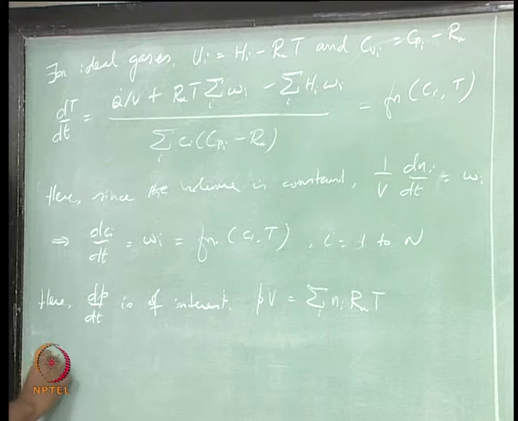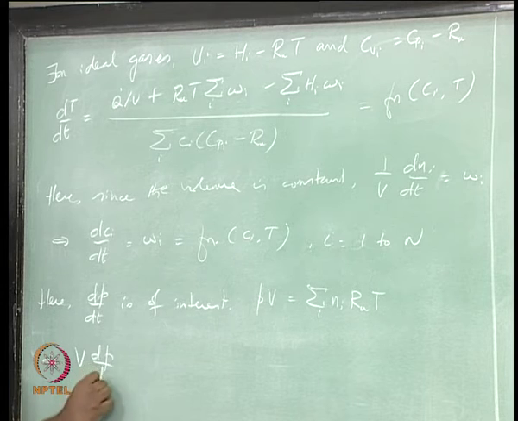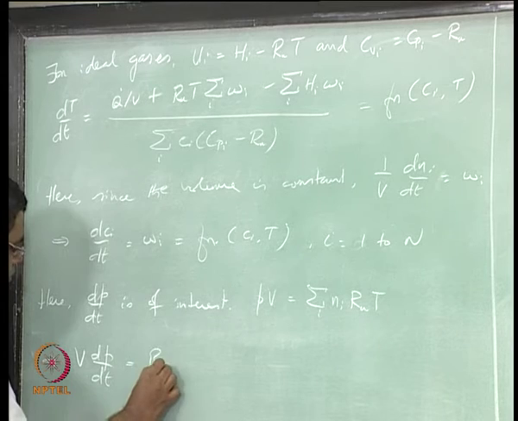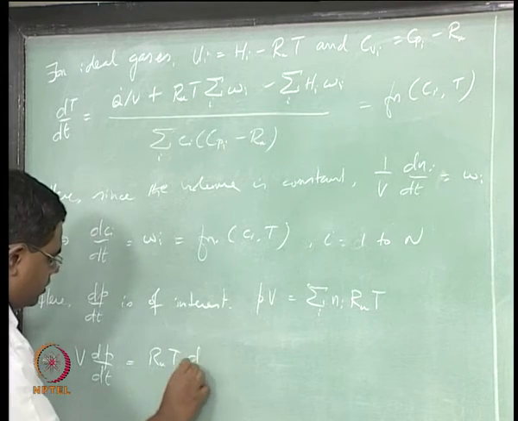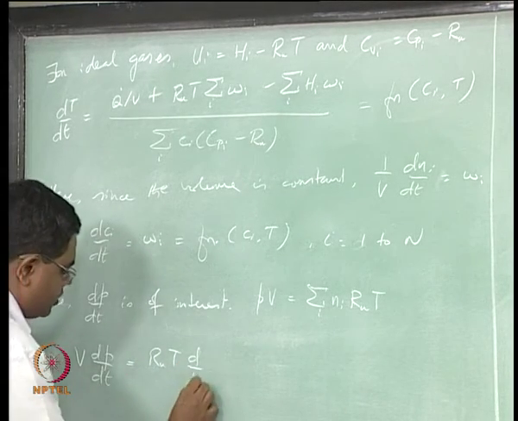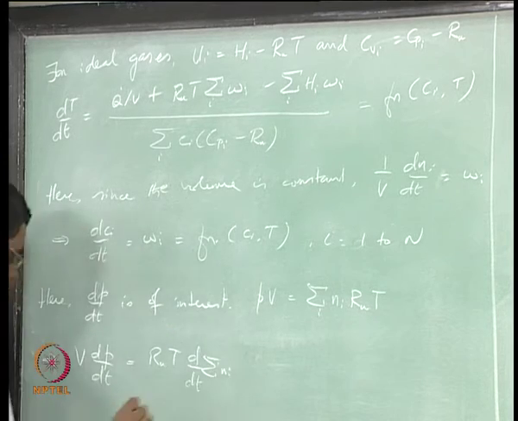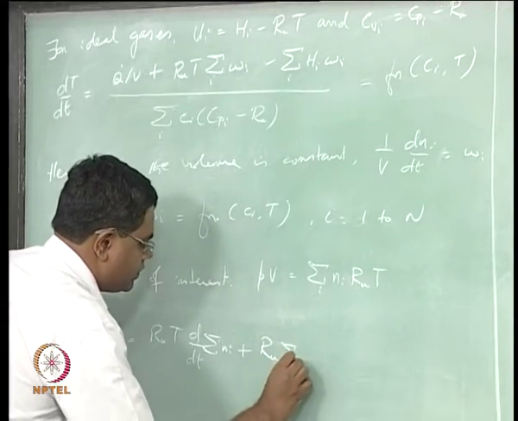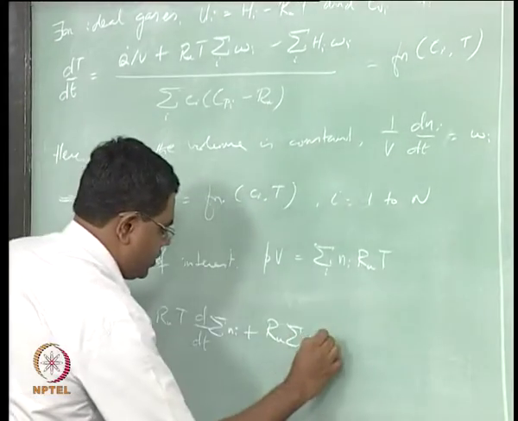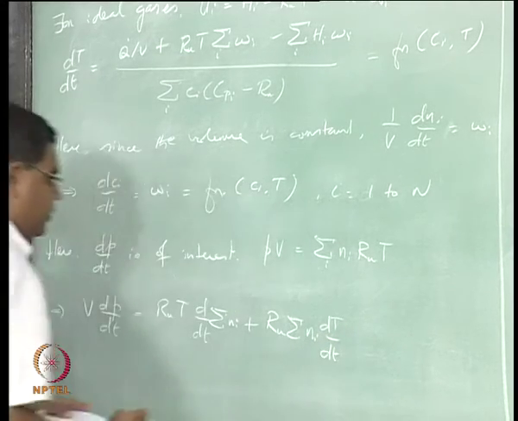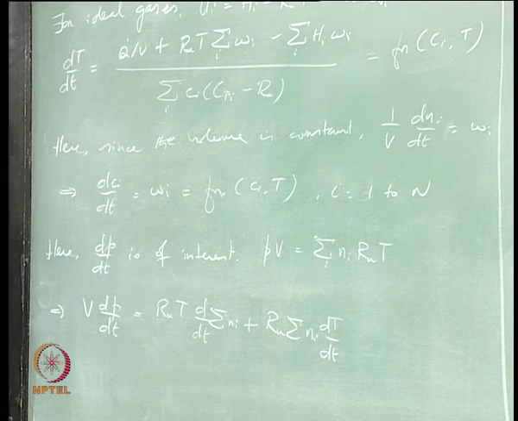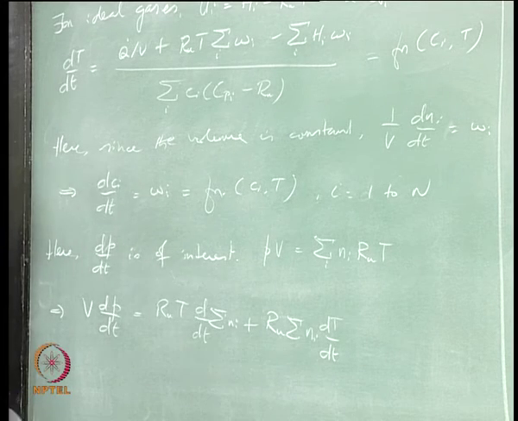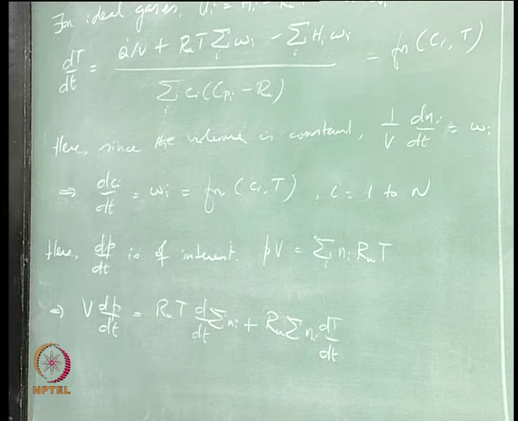So V dp/dt is equal to RuT d/dt of sigma Ni plus Ru sigma Ni dT/dt. That means there is a contribution because of change in the number of moles and a contribution because of change in temperature with respect to time towards the rate of change of pressure.